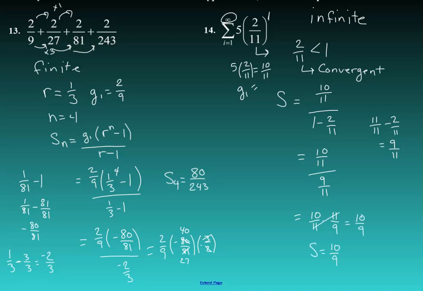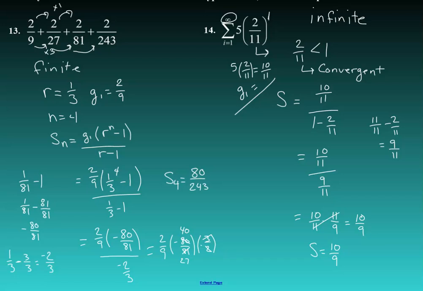Alright, so first thing I notice is the top of the summation has an infinity symbol, which means this is an infinite sum. The second thing I notice is that the r value is less than 1, so it's a convergent infinite sum. And so then I need to plug in 1 in order to find out what g sub 1 is. So I find that it's 10 over 11.